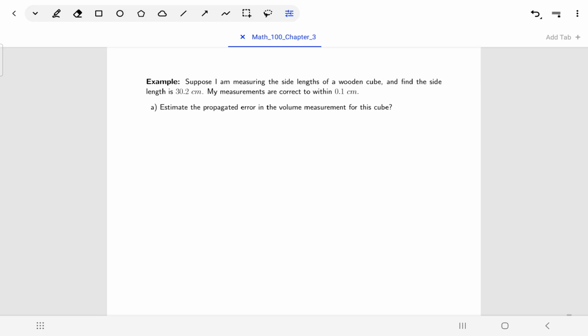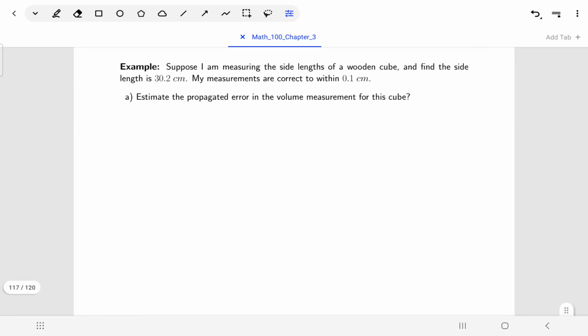Okay, so let's do this little calculation. I've got myself a cube, so of course we know for a cube the side lengths are all the same, and we've got a volume that's just x times x times x, or in other words, x cubed. So if you make a mistake measuring the side length of this cube, then that's going to have an impact on the calculation you get for volume. So I've done my measurement.